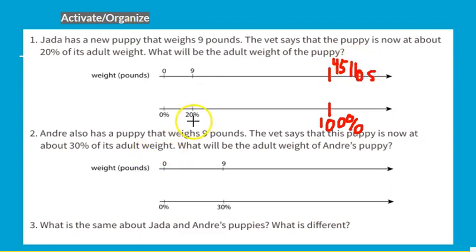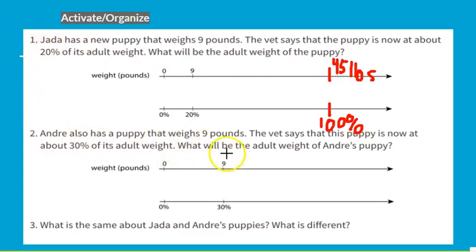Because if we had 20% of that adult weight as being 9, you have to multiply by 5 to make 100%. Therefore, you have to multiply 9 times 5 to make the 45 pounds that the dog will weigh as an adult.